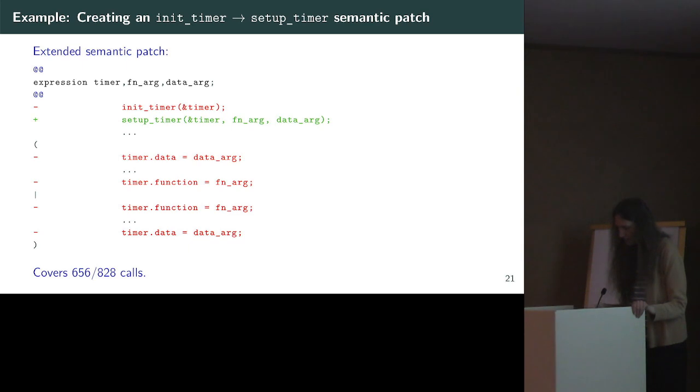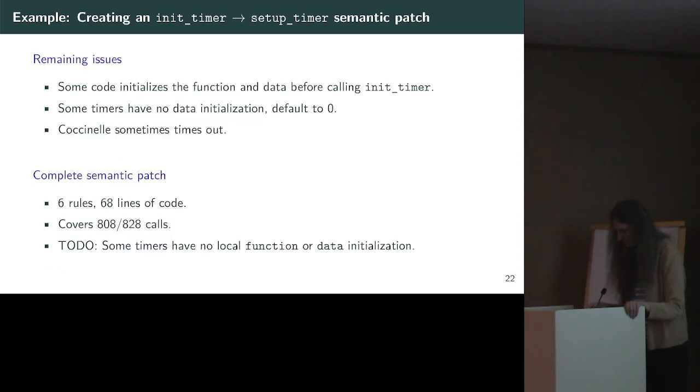So now we are up to 656. This is about 3/4 of the calls. Pushed it a bit further. I'm not going to go into all the details. We can see sometimes people put the initialization of the function and the data before the call to init timer. Those are just random data structure initializations. There's no dependency between them.